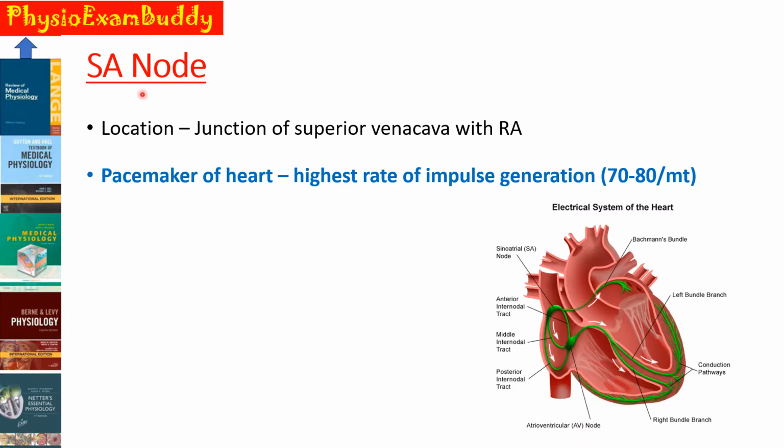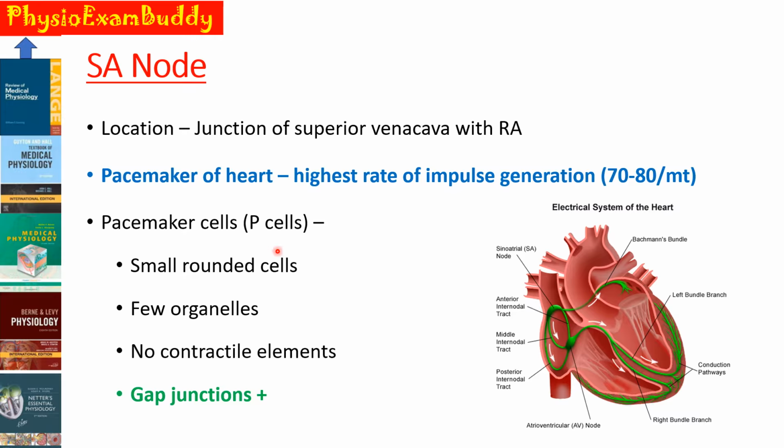So first about the SA node. It is located at the junction of superior vena cava with the right atrium. SA node is the pacemaker of the heart since it has the highest rate of impulse generation, that is 70 to 80 per minute.